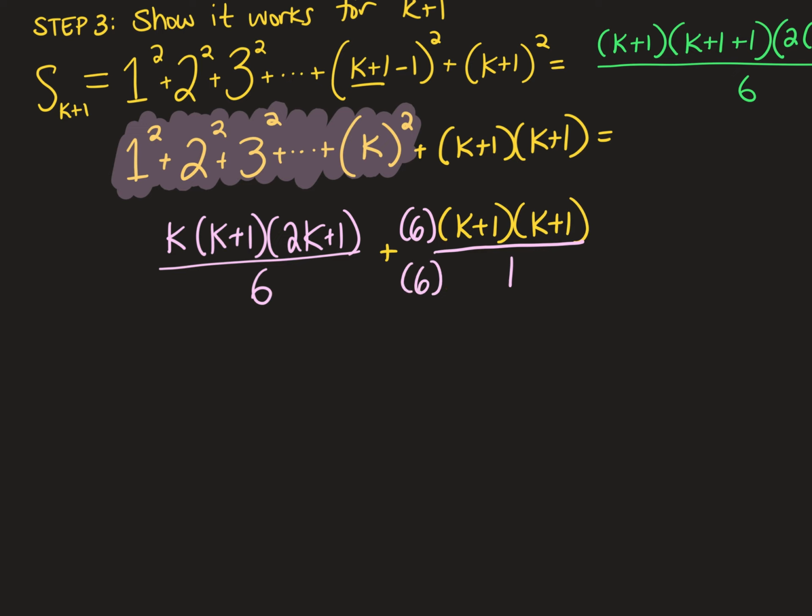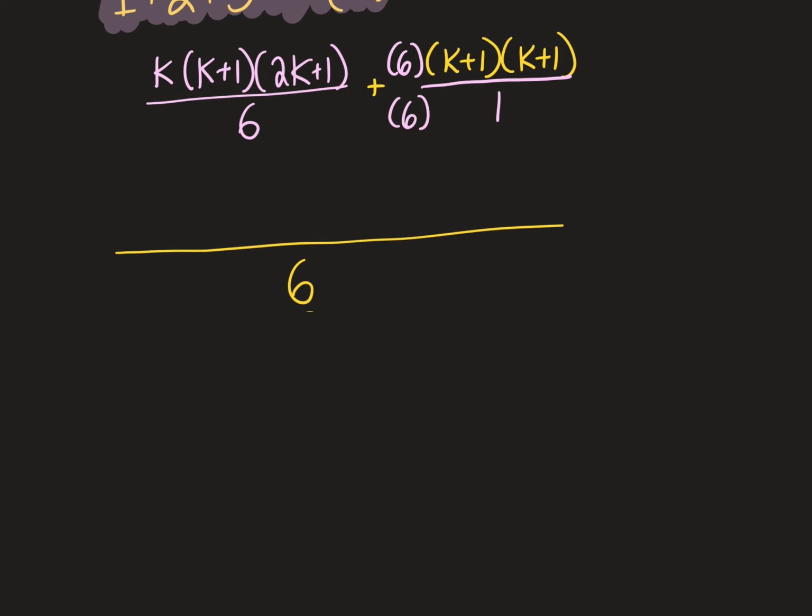So I have a common denominator. And now we can start doing the simplification. So I'm going to have one big expression all over 6, right? The whole point of having a common denominator is so I can write them as one big expression.